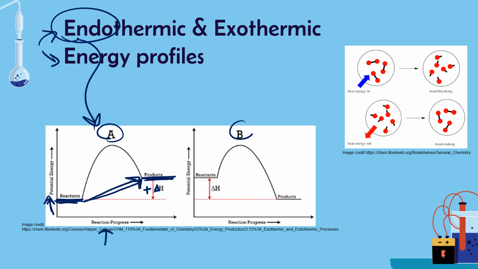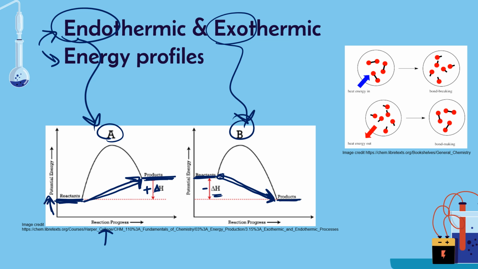The opposite is happening here in B. Notice that my reactants' potential energy stored in the chemical bonds is here. Products is less. There's less energy stored in the products than there were stored in the reactants. That means that our change in enthalpy was negative. We went from here down to there. That's a loss of heat. That's a loss of enthalpy. And so our change in enthalpy is negative. This is an exothermic reaction.